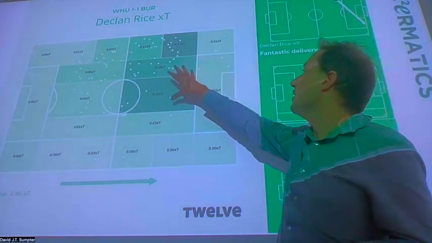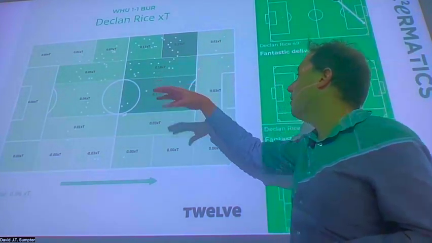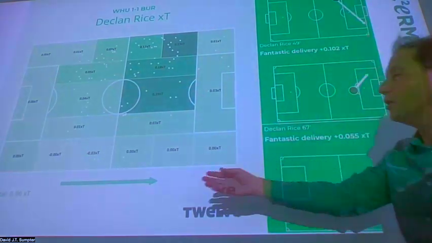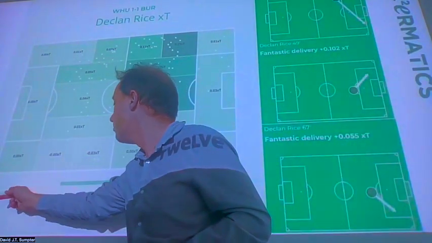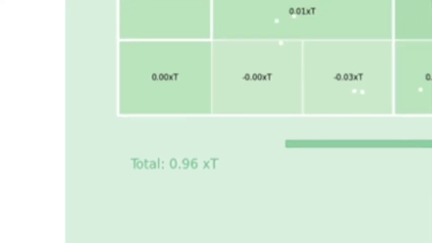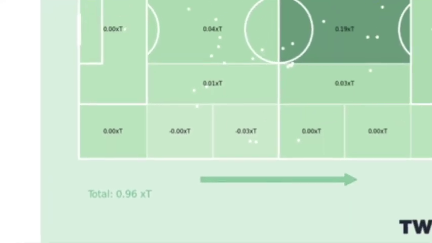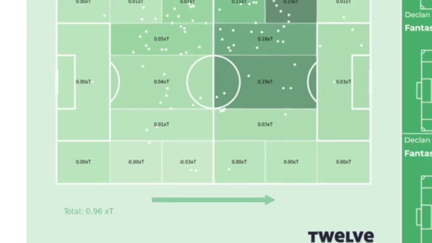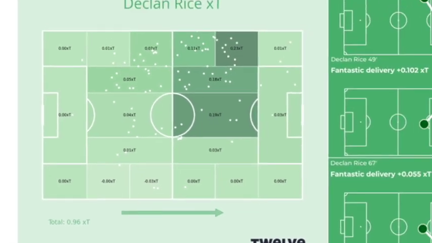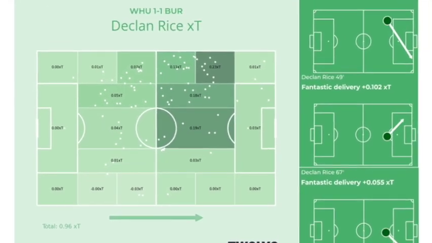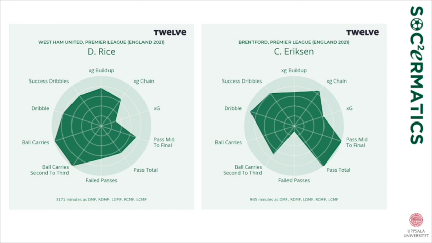But the important point I want to make here is about context. Now we don't just know how much expected threat he generated in total. It was almost one goal's worth of expected threat during the match, but we also know where it was generated from. And if you were scouting Declan Rice and thinking of signing him, this would be very useful information, not just for this match, but you might want to look at it over a season. And I'll give an example of this then.